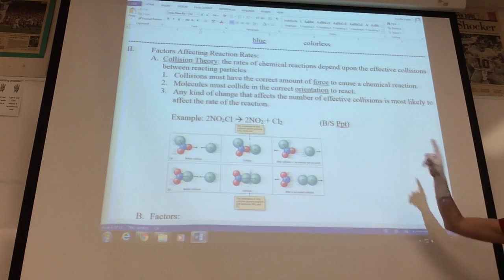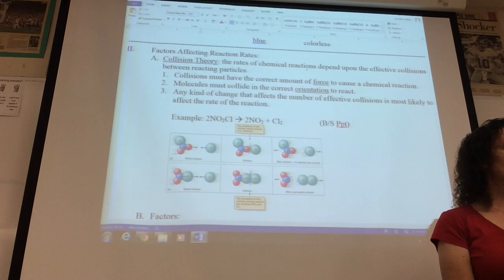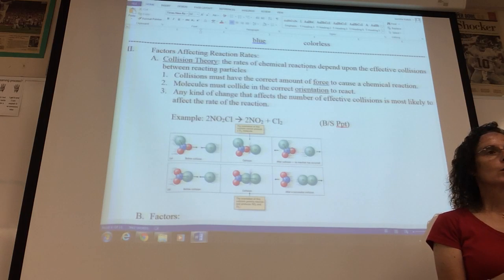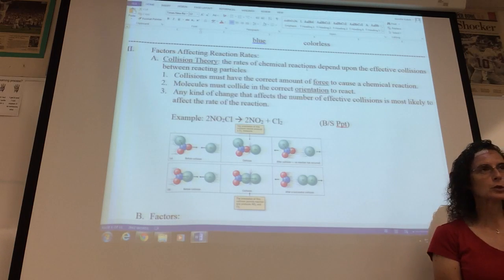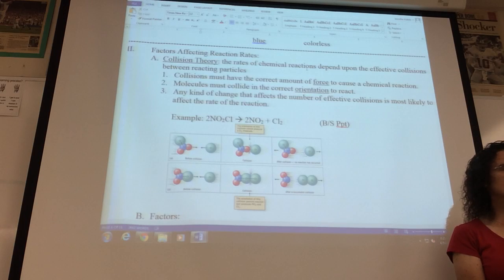Thank you. All right. With factors that affect the reaction rate, we need to understand the collision theory. And the collision theory helps to explain why concentration, temperature, and surface area can affect reaction rate. What we're looking at is that particles are moving around and they are going to collide with one another. An effective collision is one in which there's enough force between the particles and they're oriented properly such that you generate the products that you want.